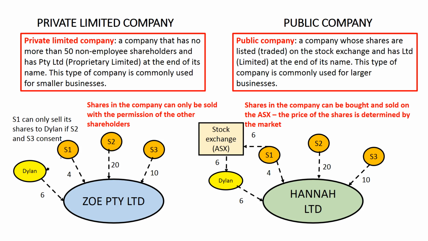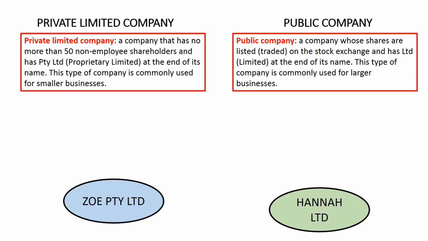The second difference between a private limited company and a public company relates to how the company can sell shares in itself to shareholders. A private limited company is not allowed to offer to sell shares in itself to the public.